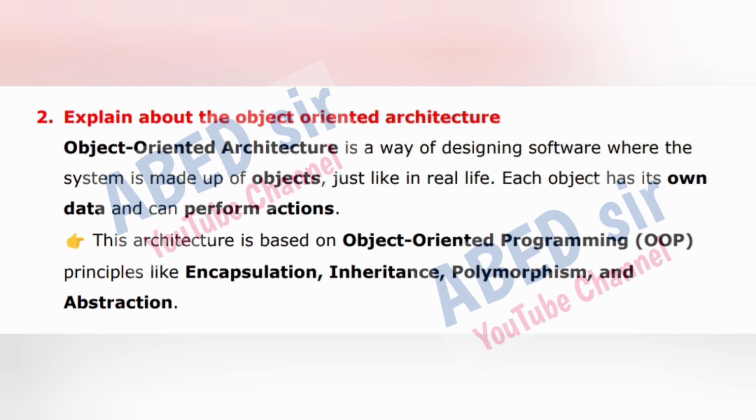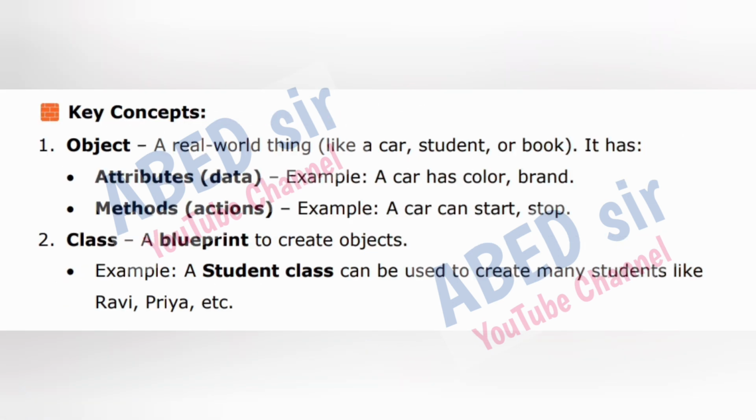This architecture is based on object-oriented programming, OOP, principles like encapsulation, inheritance, polymorphism, and abstraction. Key concepts. 1. Object: a real-world thing, like a car, student, or book. It has attributes, data, for example, a car has color, brand. Methods, actions, for example, a car can start, stop.